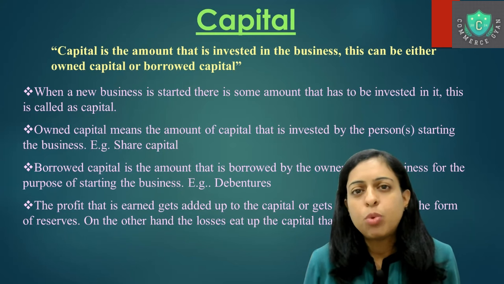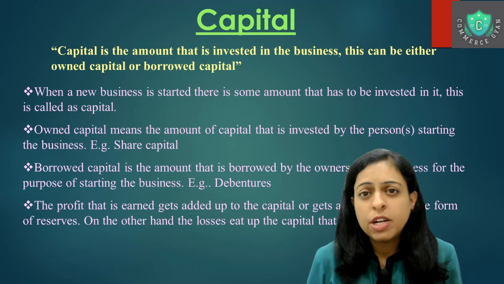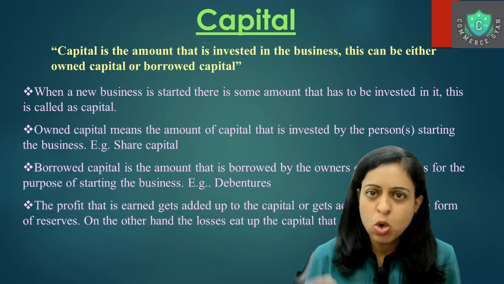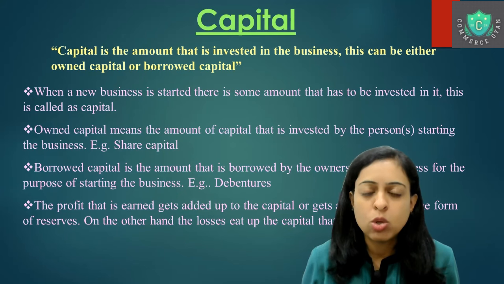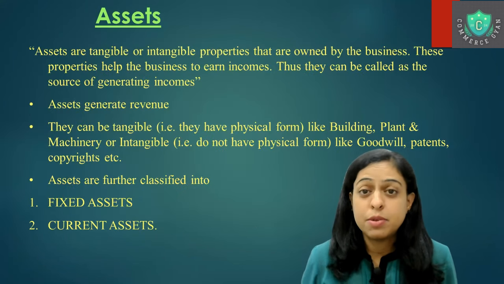Now, whenever you earn a profit, what happens to this owner fund? Owner fund becomes more because you earned a profit. What happens if you earn a loss? Owner's fund will go down. Next term, important term, asset.